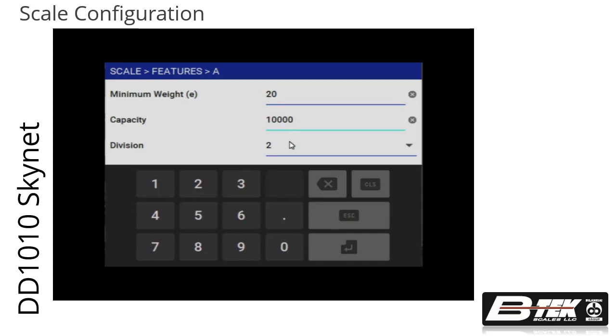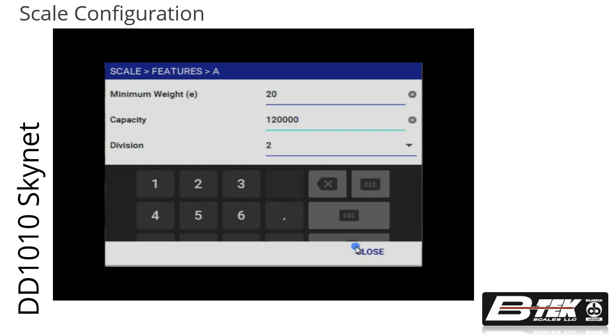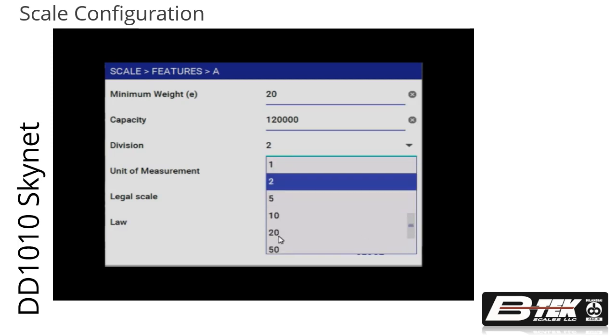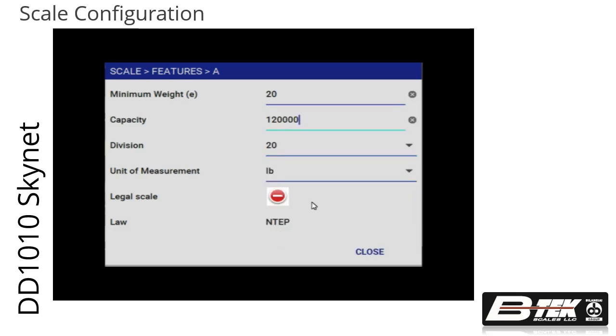Let's click on Scale Capacity. Click Clear. We'll then type in 120,000 pounds for our full scale capacity. Click Enter. Next we'll select our division size. You just click on the down arrow here, it'll give you a drop-down list, and then we drag the scroll bar down to 20, and then click on 20. You can do this with your finger using the touchpad, or if you have a USB mouse, it's even easier.